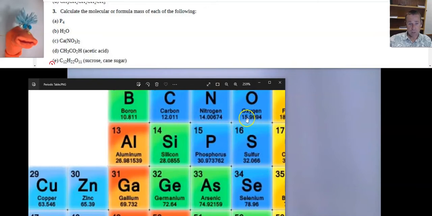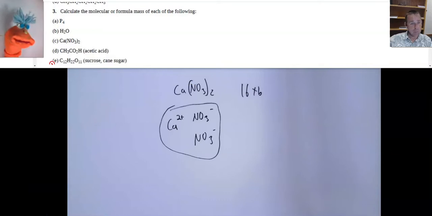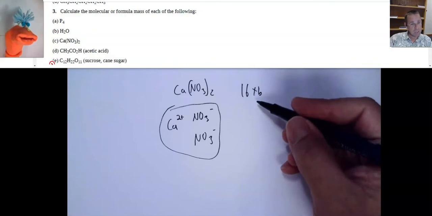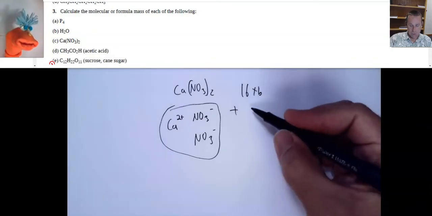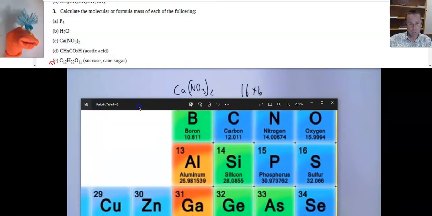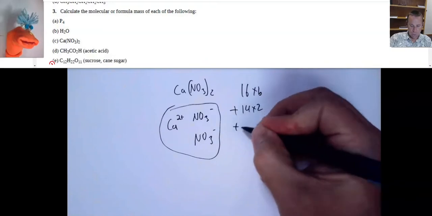Even if I took 5, it looks like it'd be 1, 2, 3, 4, 5, 15.999. That would be my 5 significant figures. All right. But yeah, so that's how you would identify. For now, we can just go 16 times 6 plus how many nitrogens? 2 nitrogens. And it looks like 14 is a fine number for nitrogen. 14 times 2 plus what?